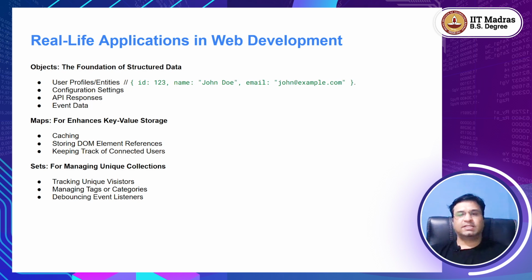email: john@example.com. Similarly, we use configuration settings, like storing application settings such as API keys or theme preferences.